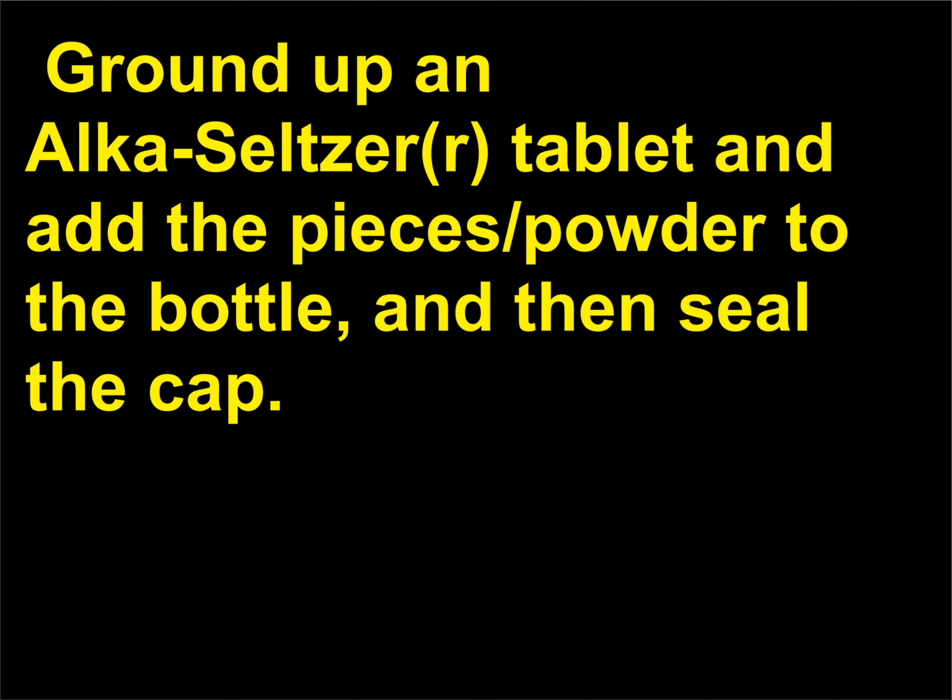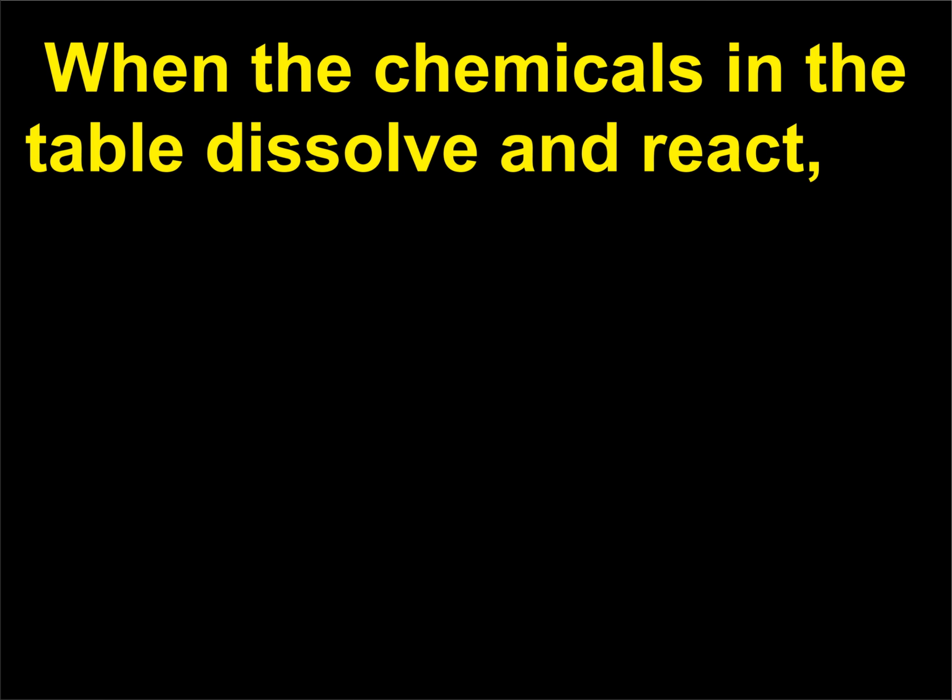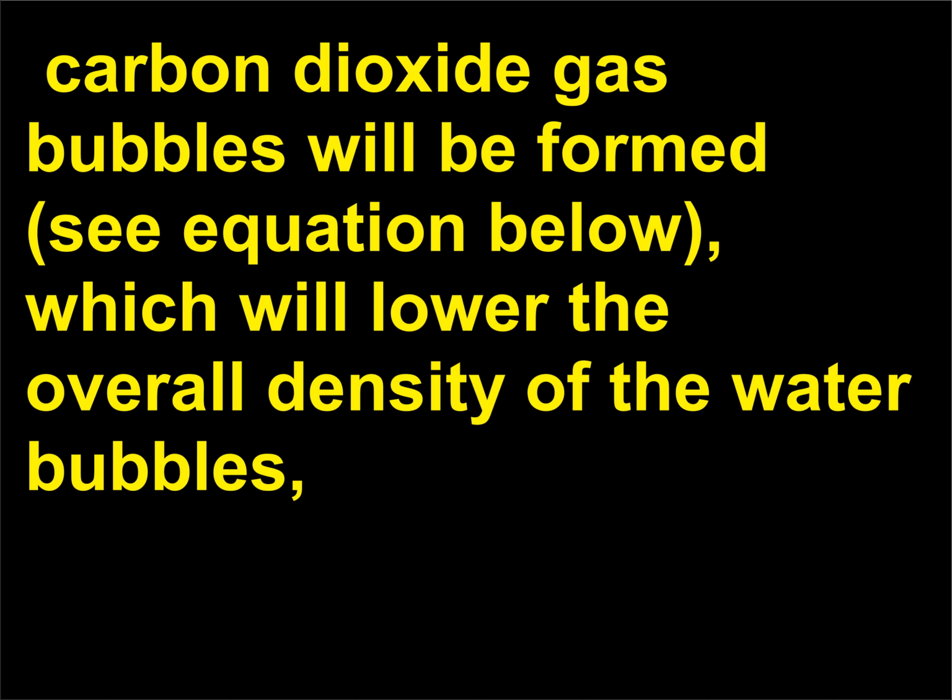Grind up an Alka-Seltzer tablet and add the pieces or powder to the bottle, and then seal the cap. When the chemicals in the tablet dissolve and react, carbon dioxide gas bubbles will be formed, see equation below, which will lower the overall density of the water bubbles, allowing them to rise to the top of the bottle.